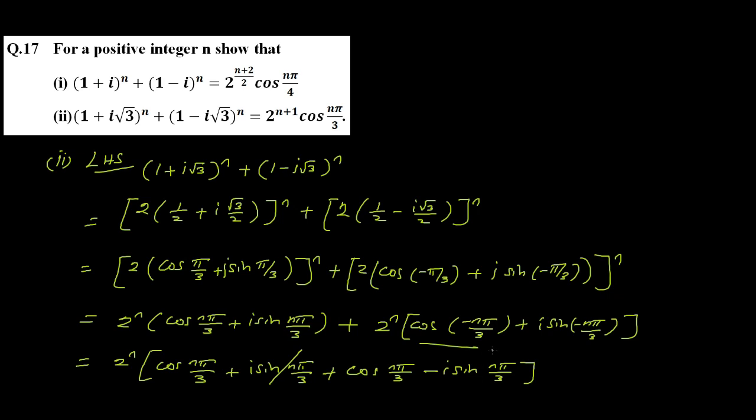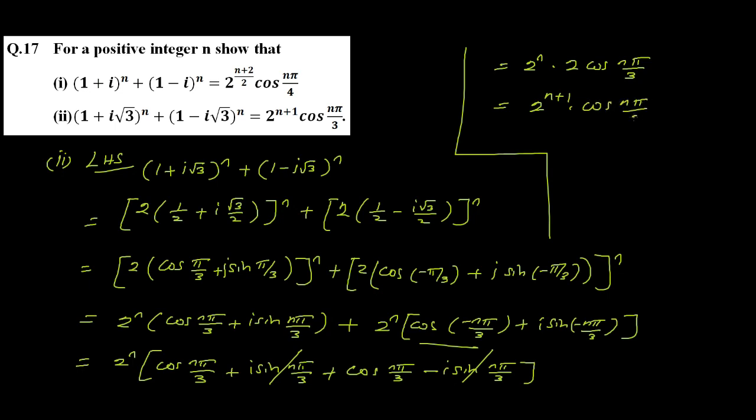So the i sin n pi by 3 and minus i sin n pi by 3 will get cancelled, and now we have 2 to the power n into 2 cos n pi by 3. That means this can be written as 2 to the power (n + 1) into cos n pi by 3. That is your RHS of the question. So hence LHS and RHS got proved. Note it down. Let's move to question number 18.